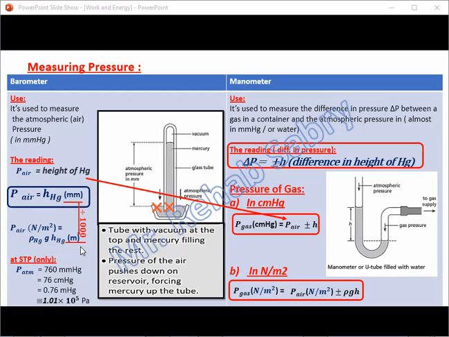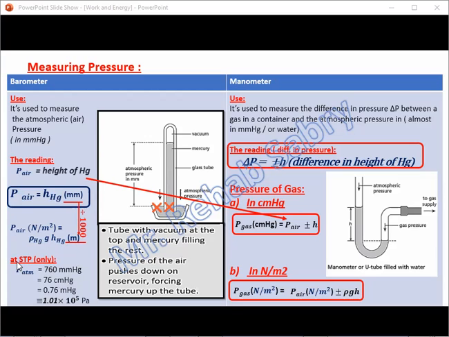You have to convert it to meter. If you use rho g h, all units should be in SI units. So you will divide by 1000, so it will be 0.76 meters. If you multiply them, you will get 1.013 times 10 to the power of 5 Pascal. Excellent.